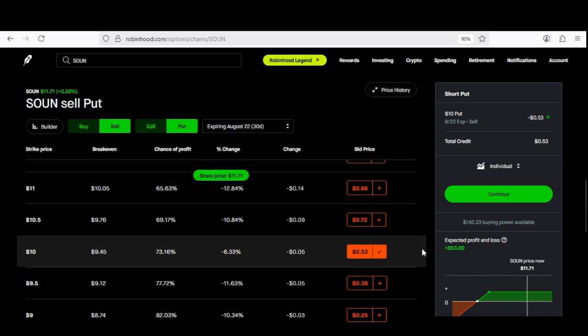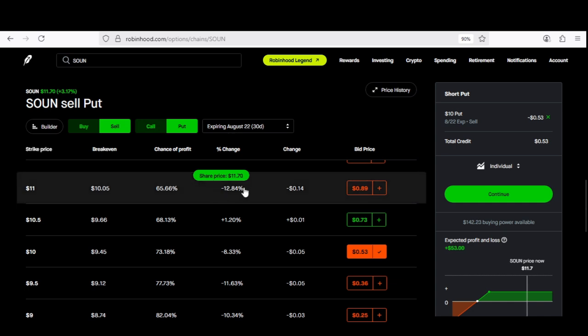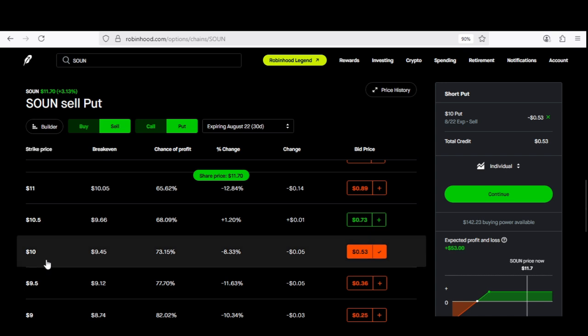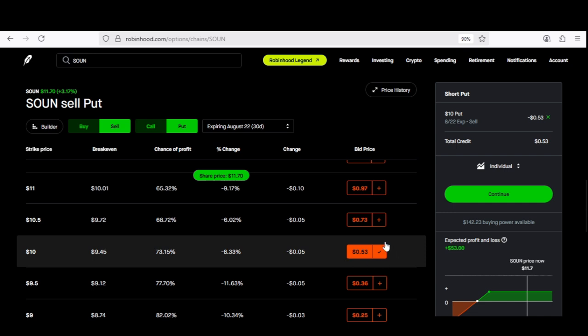Now, the way this strategy could go against you is that come expiration date of August 22nd, if this share price right here, which is $11.70, happens to go below your $10 strike price, then the trade is going to go against you, but it's still fine. What's going to happen is that now you're going to have to own 100 shares of SOUN AI, but you're going to own it now at $10 per share instead of almost $12 per share. So that's a win for you. The other win for you is that you're going to get to keep your $52 right here. Hence, you make consistent income.